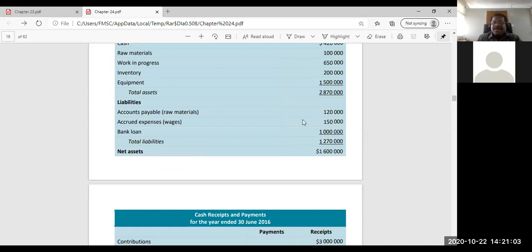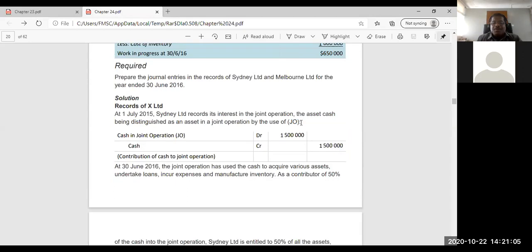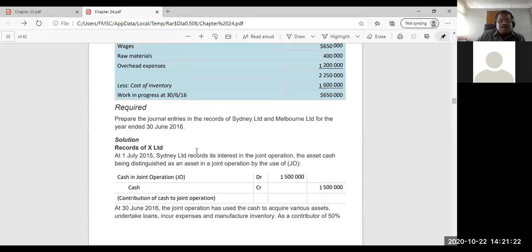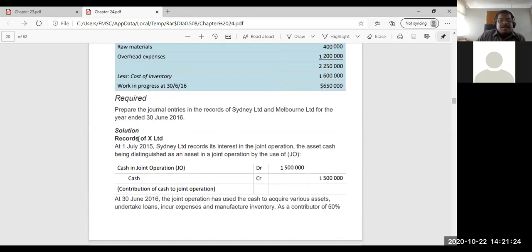That is the idea. Only thing is, what we have to do is, when you keep the accounts, we will keep the accounts in such a manner, right? So these are the entries in the records of X Limited. X means here the Sydney and Melbourne. It has to be not the X. It has to be Sydney.